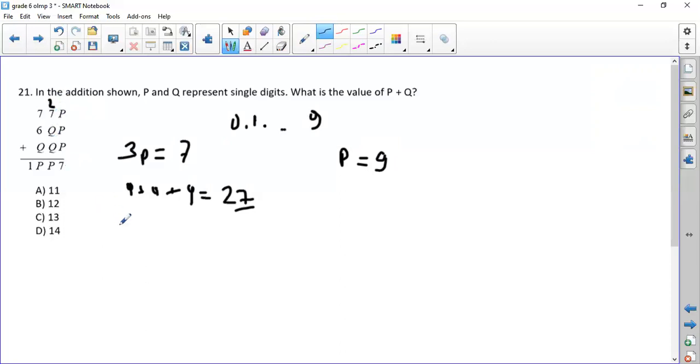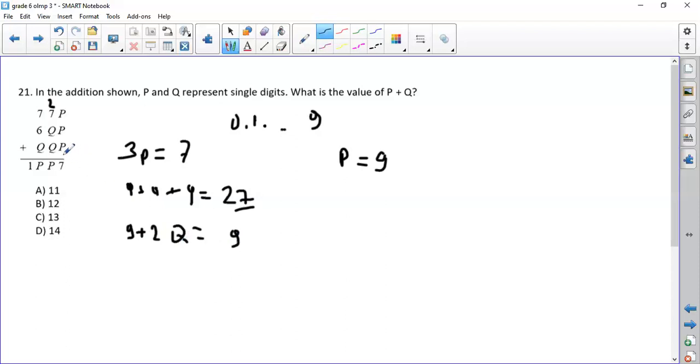9 plus 2Q, since Q plus Q is 2Q, will give me again a number whose last digit is 9, because P was 9. So this number can be 9, or it can be 19 or 29 or 39 and so on. We have to check. If this sum is 9, then 2Q is equal to 9 minus 9, which is 0, which means Q is 0.